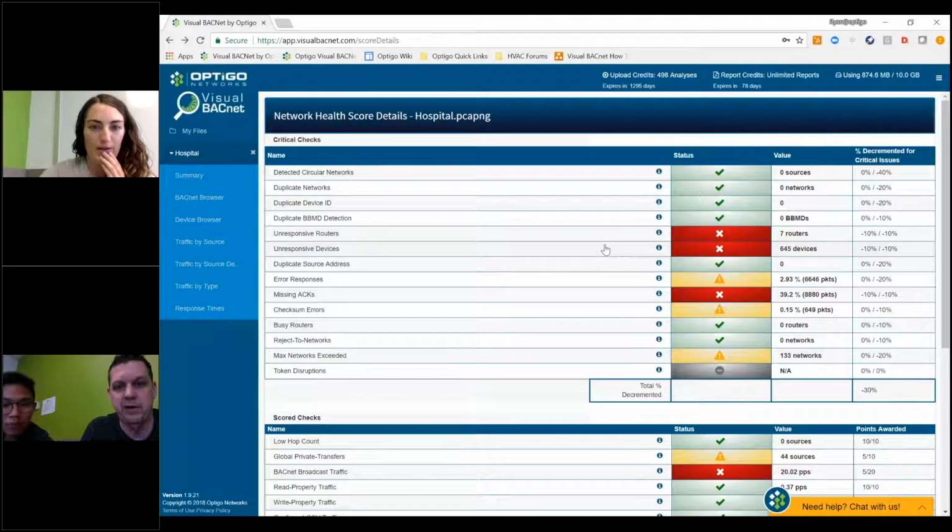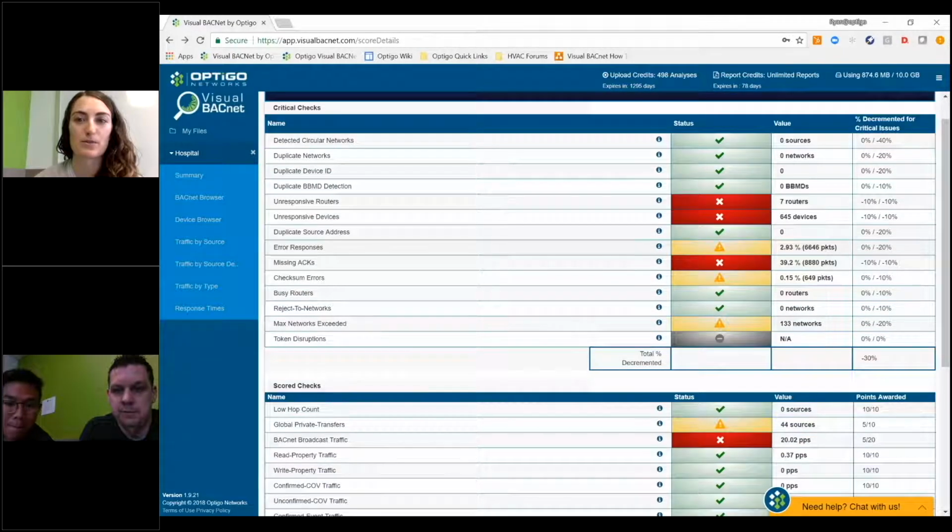Once those routers come back online, this unresponsive devices score should go down, because if the router's not there, then the devices underneath it are not there, and so on and so forth. So I don't even look at the unresponsive devices until the unresponsive routers are clear. So fix 6 to 7 routers, then run another capture, throw it in here, and hopefully you'll have 0 unresponsive routers and 0 unresponsive devices. But if you have unresponsive devices, then we can start digging into those.